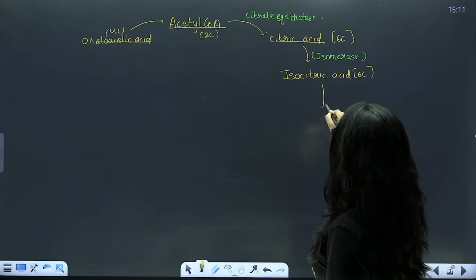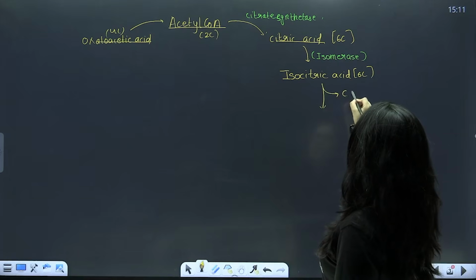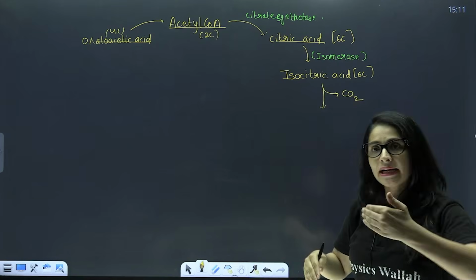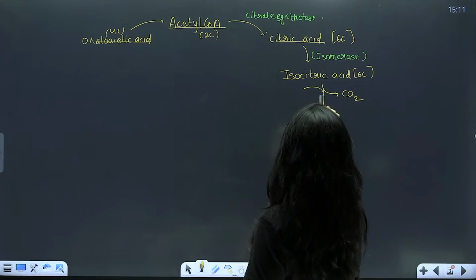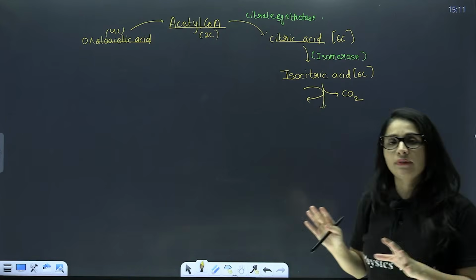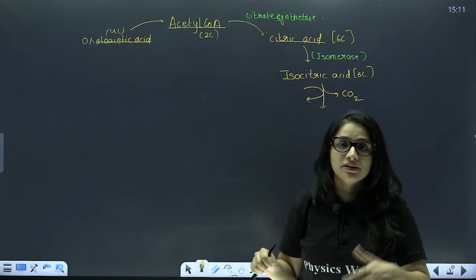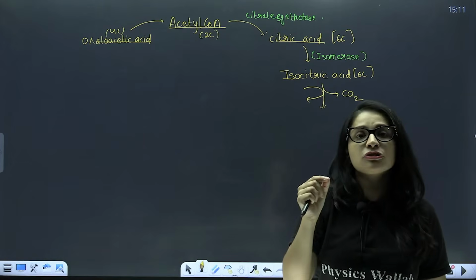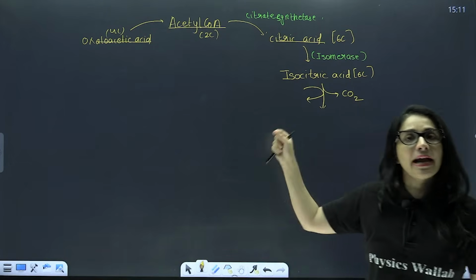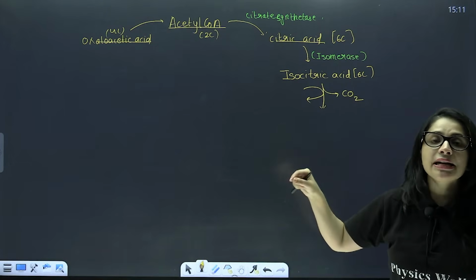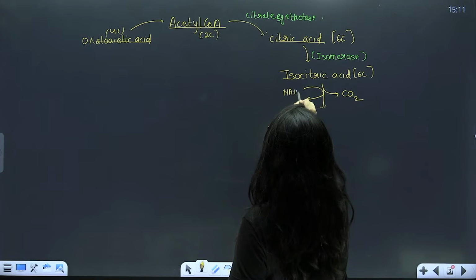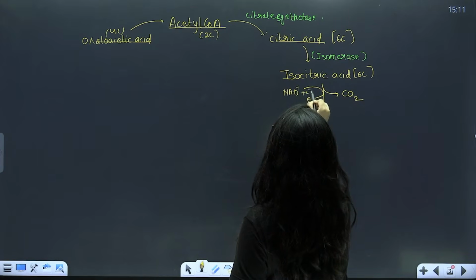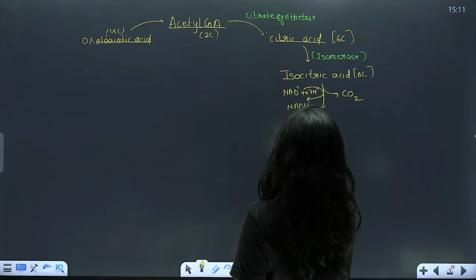Okay, so first of all, it is going to remove its CO2. That means decarboxylation is being done. And then oxidation. Oxidation how? So NAD positive again over here is going to act as an oxidizing agent, which will extract electron and proton from isocitric acid, and thus it will get oxidized. However, NAD positive, after accepting electron and proton, gets reduced to NADH2.